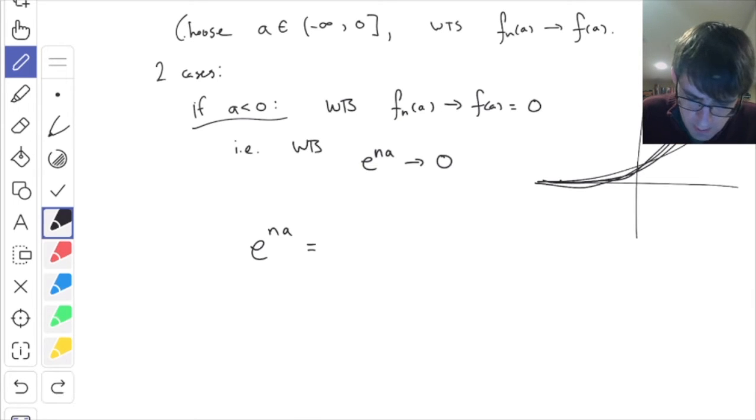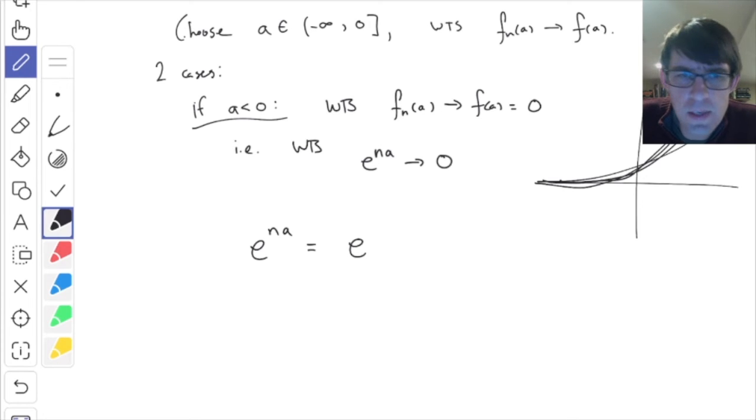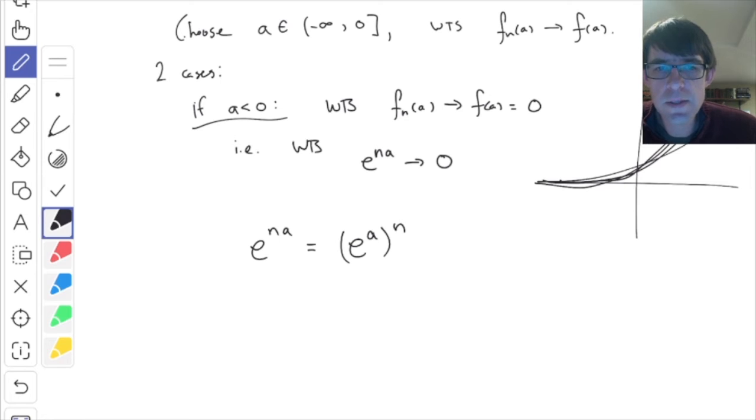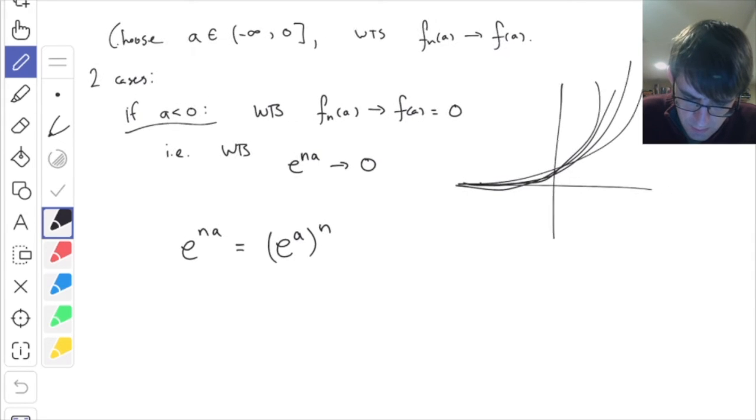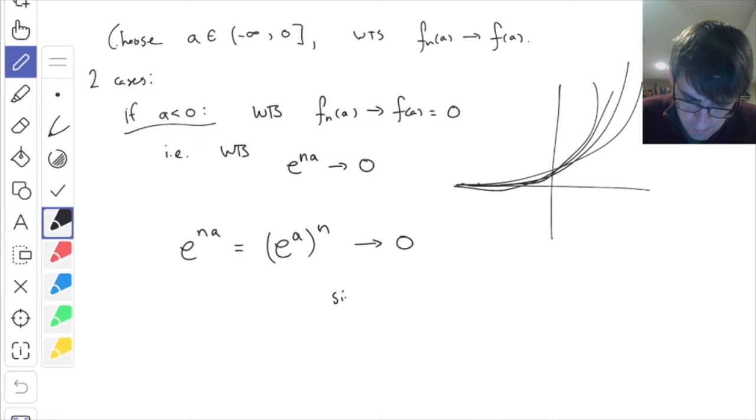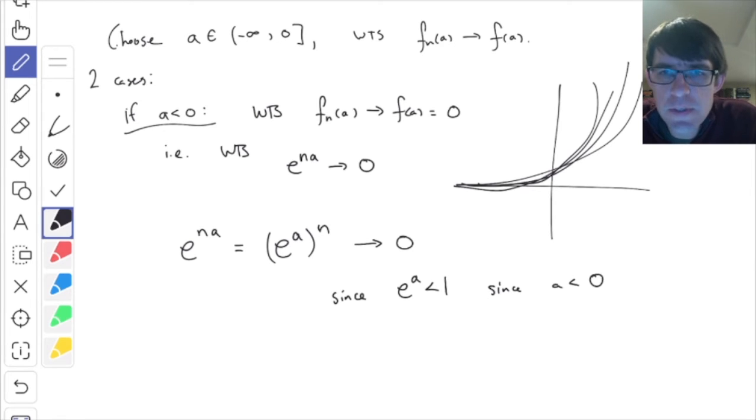I'm not going to use any special properties of e because that's too fancy. I don't want to get into that. This is equal to that, right? e to the na is the same as e to the a to the power n. And this, e to the power a, I can just say this goes to 0, since e to the power a is less than 1, and this is since a is less than 0, right? a is negative, so this is a negative exponent, so e to the power a looks like 1 over e to something, and that's going to be less than 1.